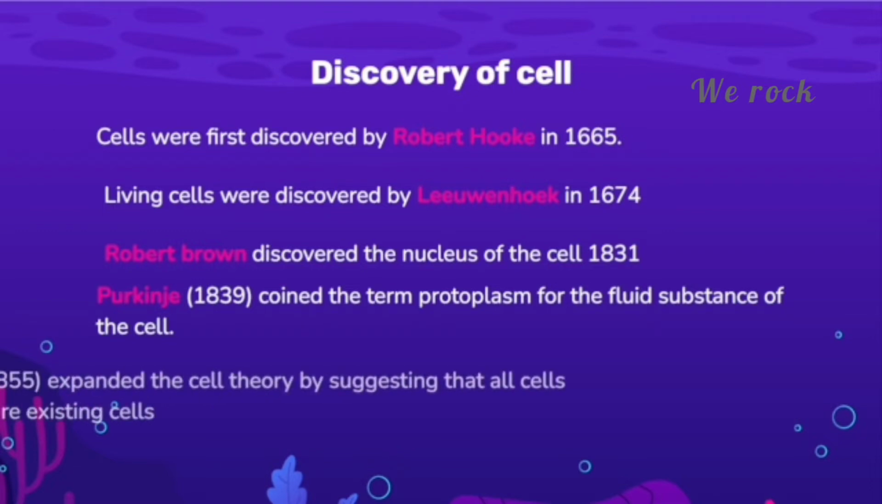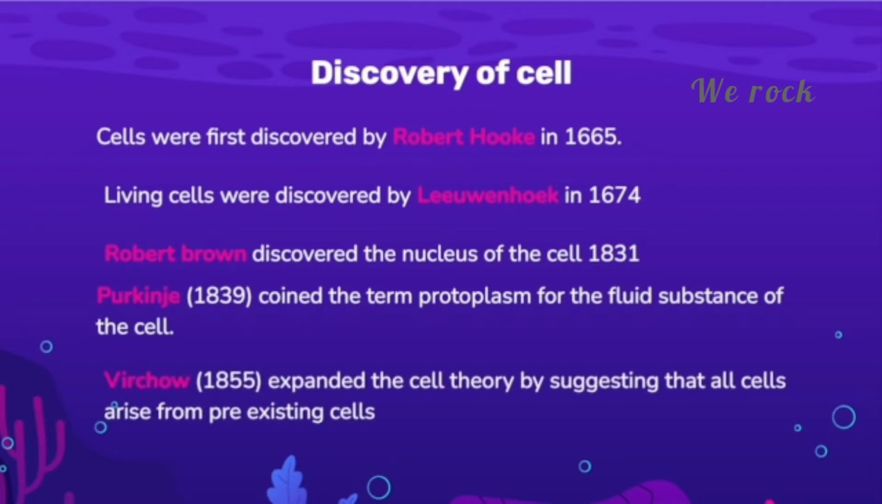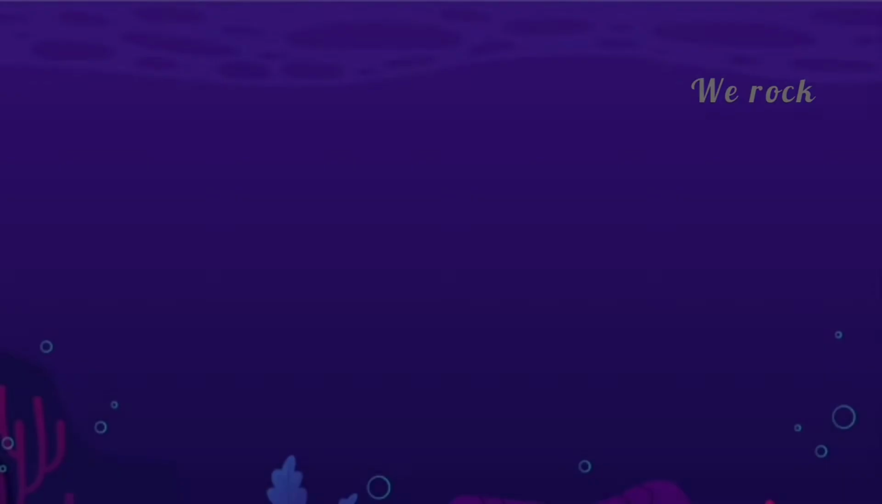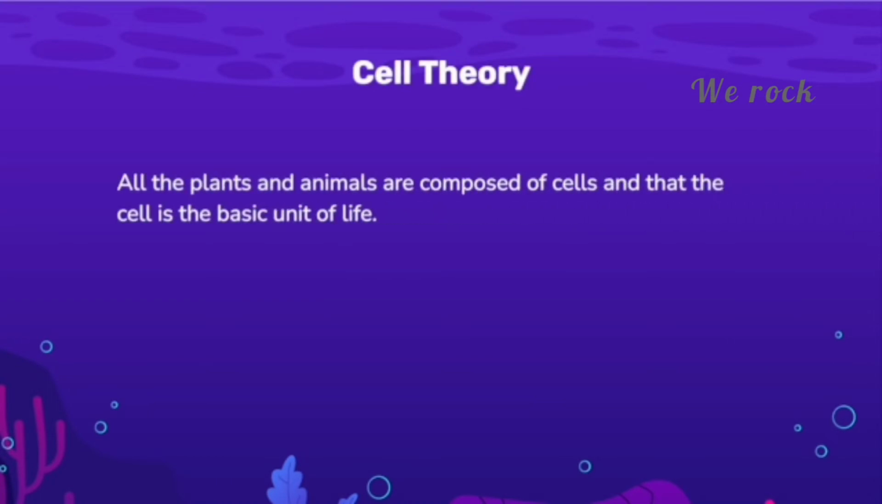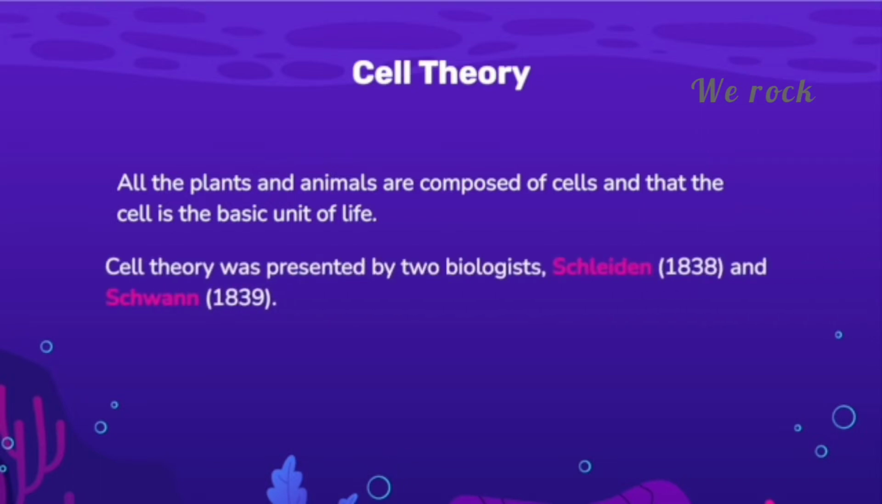Virchow expanded the cell theory by suggesting that all cells arise from pre-existing cells in the year 1855. Cell theory. All the plants and animals are composed of cells and the cell is the basic unit of life. Cell theory was presented by two biologists, Schleiden and Schwann.